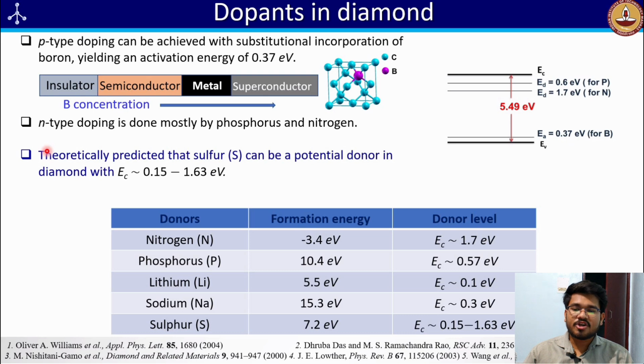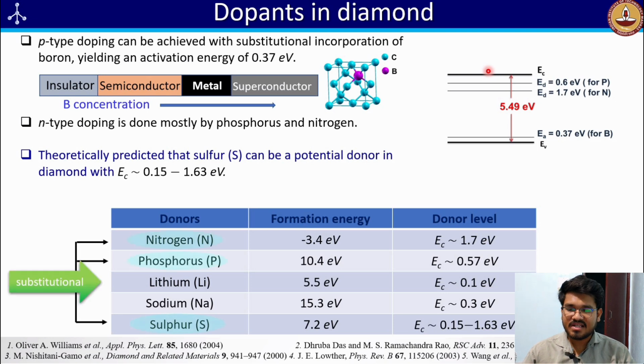And also there are reports of n-type doping in diamond, which is mostly done using phosphorus and nitrogen, but n-type conductivity is achieved only at higher temperature. Because as you see from this band diagram, this donor level is actually far below the conduction band. So at thermal temperature, it is not possible for the electrons to overcome this gap and come into the conduction band. So this n-type conductivity may be achieved at a higher temperature, but seems difficult at room temperature. Among these are the substitutional donors in diamond, while lithium and sodium go into interstitial sites.